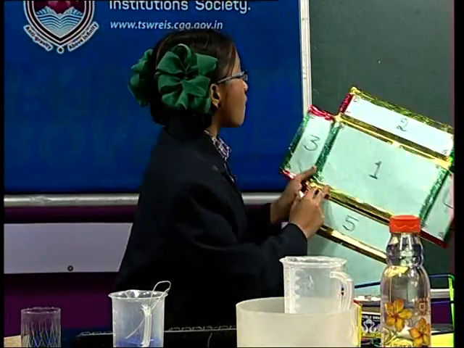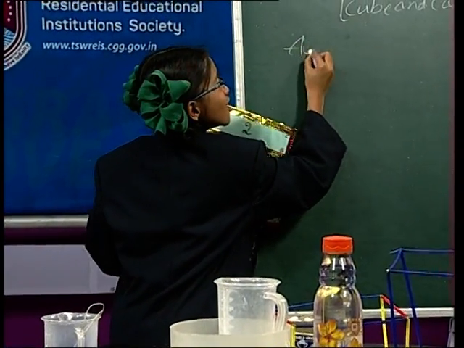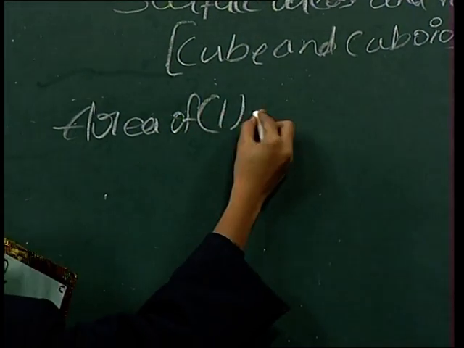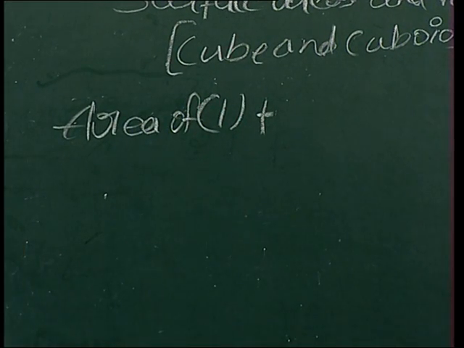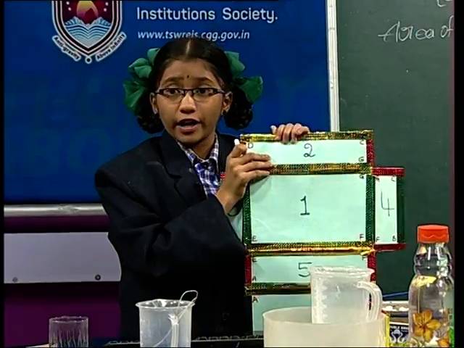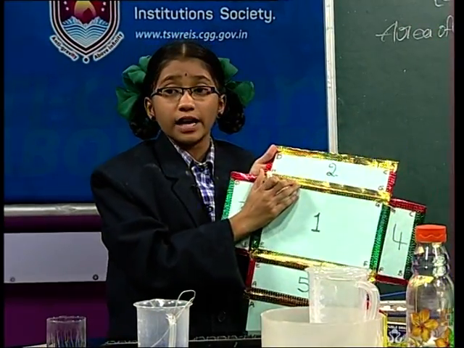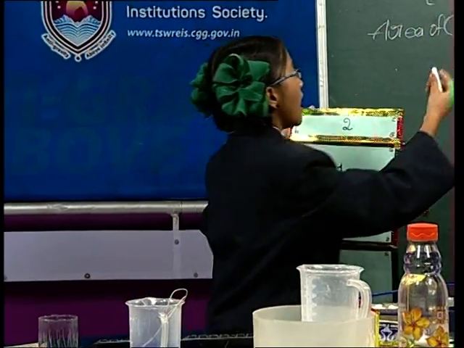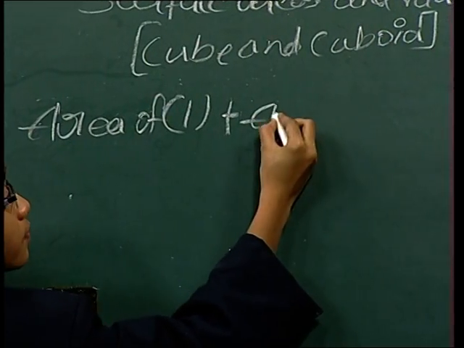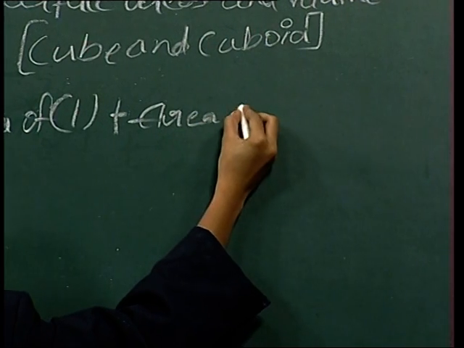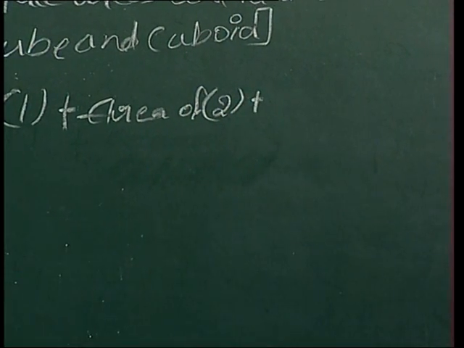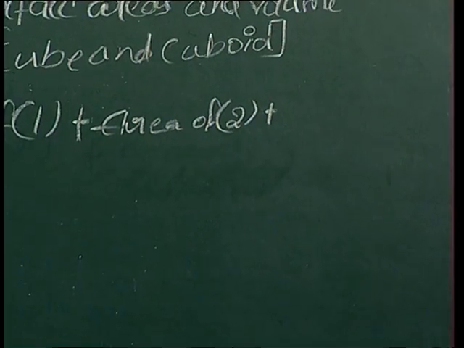So, area of the first face, and add it. Next, second face. This is the second face. Here also we may observe 2 dimensions. So, area of the second face. Area of the second face plus next, area of the third face.